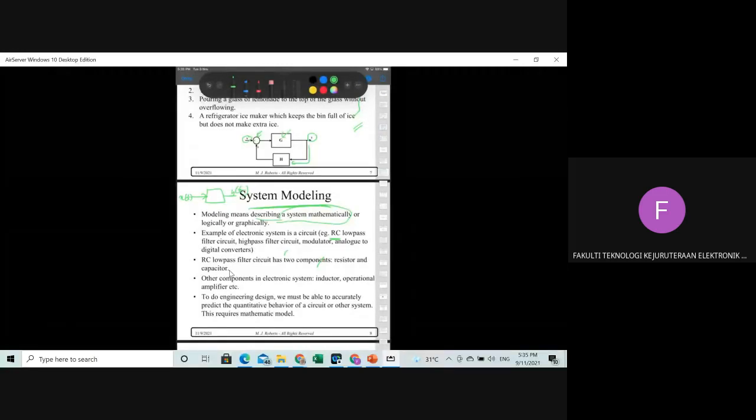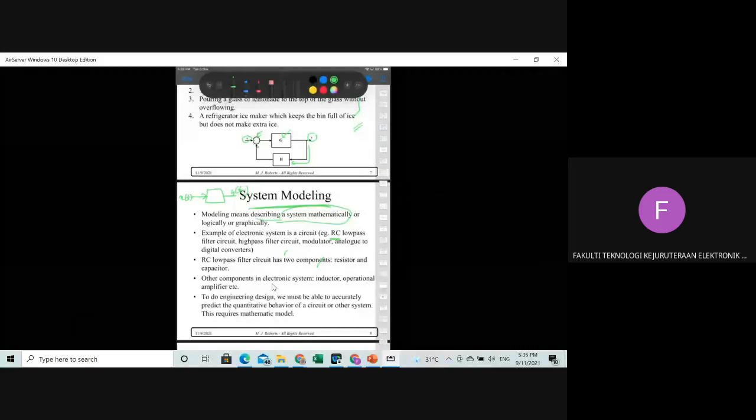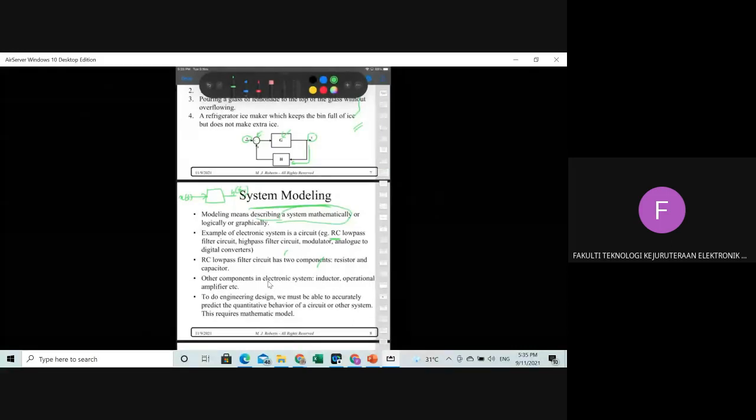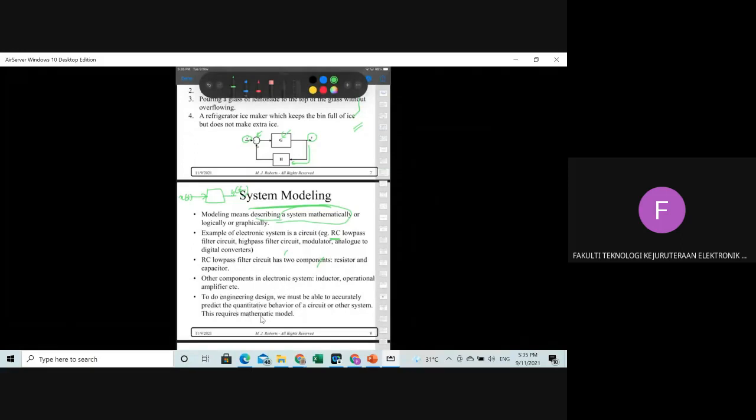Okay. So other components in an electronic system, you can have an inductor, you can have an op-amp. So a lot more. Okay. So to do engineering design, we must be able to accurately predict the quantitative behavior of a circuit or other system. So this requires a mathematical model.